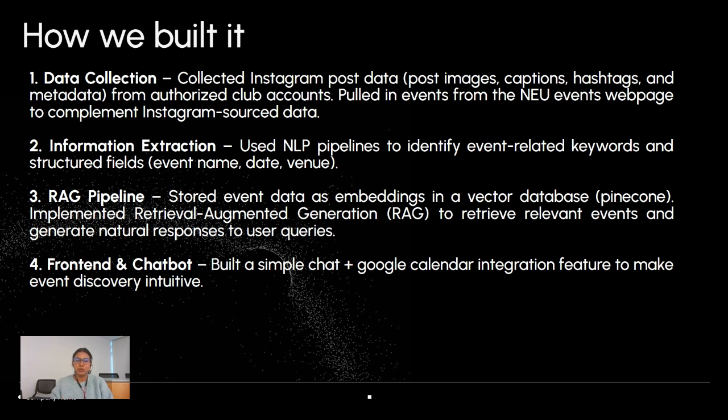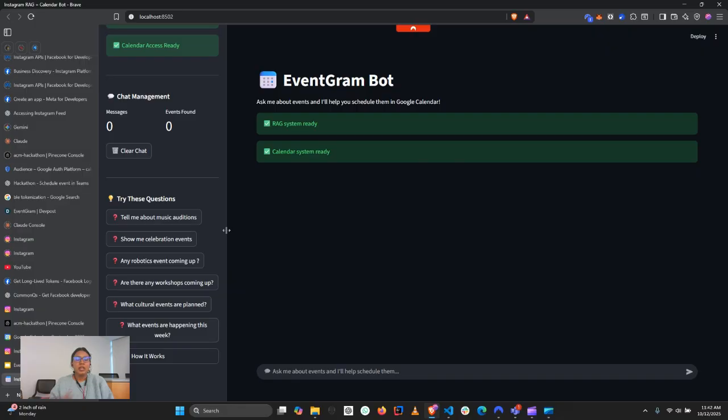The next step was to turn all of this unstructured data into structured data. So we used NLP pipelines to identify related events and make it into a structured JSON. The next step in this process was to build our RAG pipeline, for which we used Pinecone as our vector database, and we implemented RAG on top of it to retrieve relevant events and details. After this, we also created a small front end using Streamlit, and made the Google Calendar integration feature using Google's OAuth. So let me show a quick demo of what our project actually does.